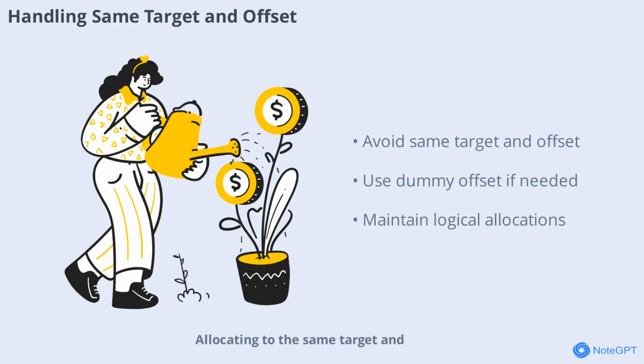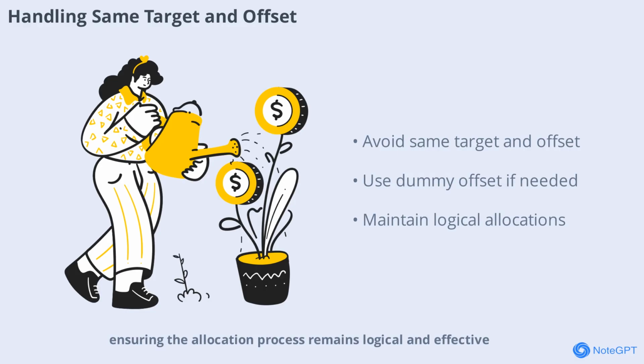Allocating to the same target and offset combination is generally not recommended, as it doesn't make functional sense. However, if this scenario arises, you can either remove the overlapping value from the hierarchy or create a dummy value for the offset. By using a dummy offset, you can reallocate values as needed, ensuring the allocation process remains logical and effective.